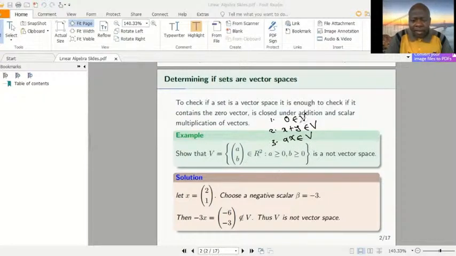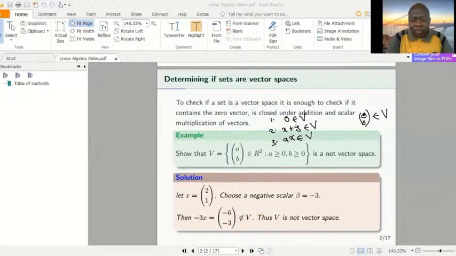Now let's see. This set of course has the 0 vector, because they have said here that A should be greater than or equal to 0. So A can be 0. And B should be greater than or equal to 0, so B can also be 0. That means V contains the 0 vector, so the first property is satisfied. We have no problem with that. So we are looking for one that is not satisfied.